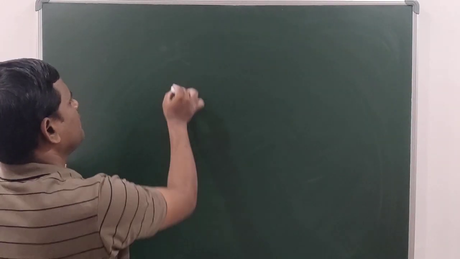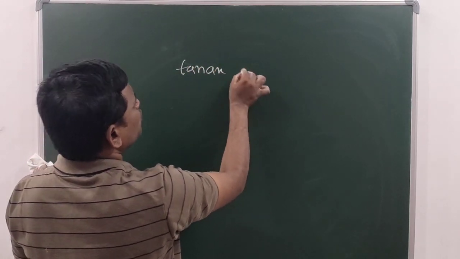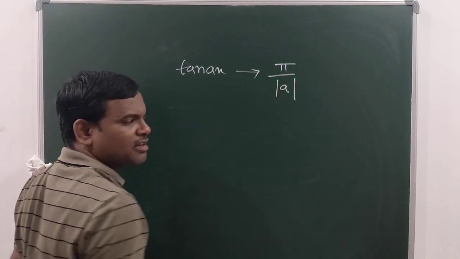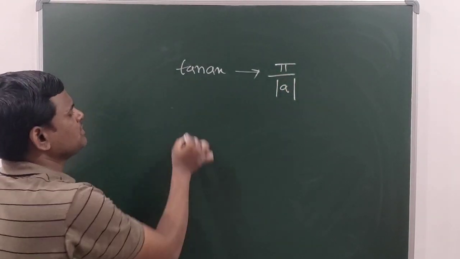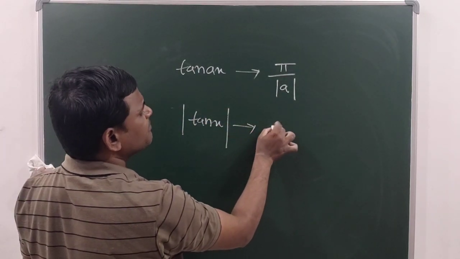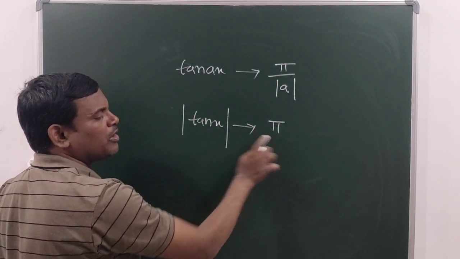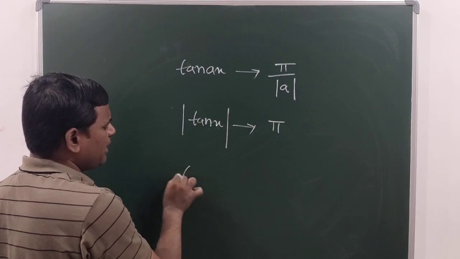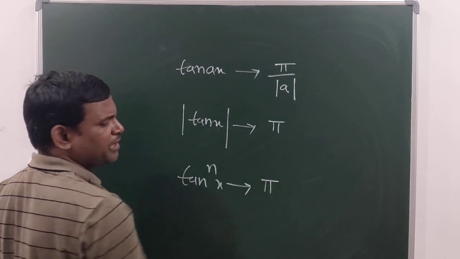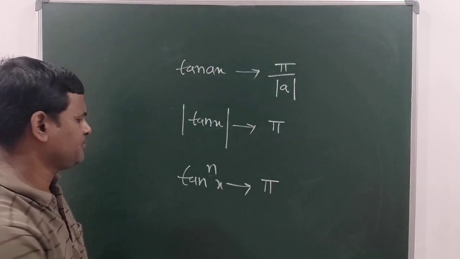Suppose the function is given like this, tan ax, then its period will be pi by mod a, same as the sine and cosine functions. Now if tan x is given, the period will be pi. If the x coefficient a is given, you have to write pi by mod a. If tan power nx is given, its period will be pi only, whether n is an odd integer or an even integer.